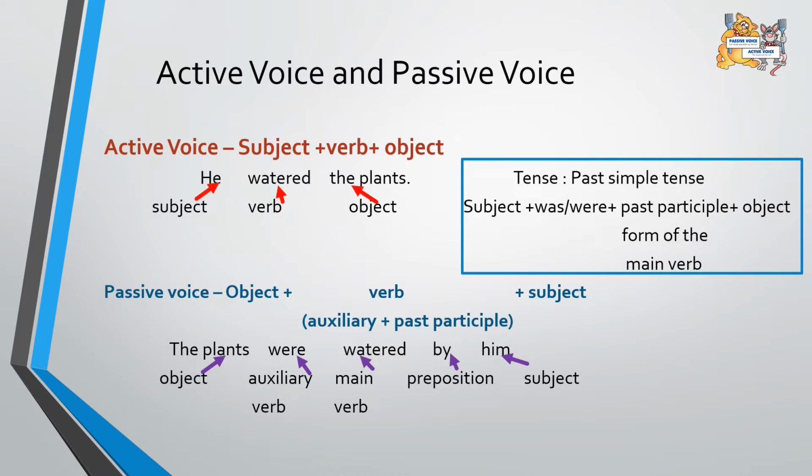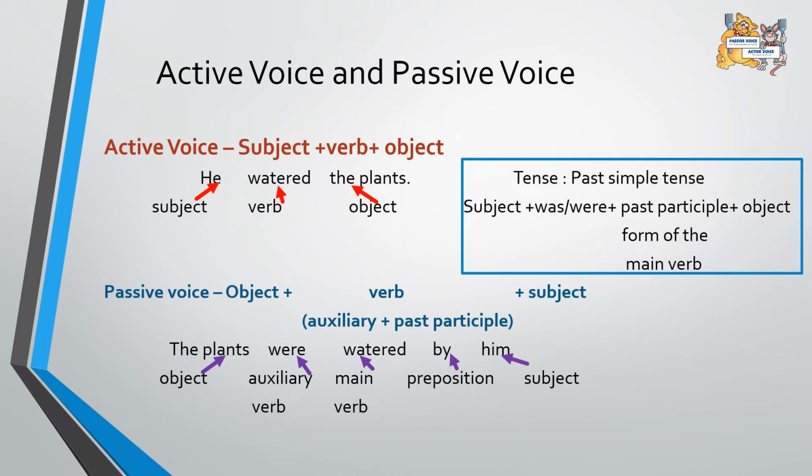In this sentence, he is the subject because he is the doer of the action. Watered is the verb because it describes the action. The plants is the object because it is the thing on which the action of watering is done. When we use passive voice, it shows how the subject in a sentence is acted upon by the verb.